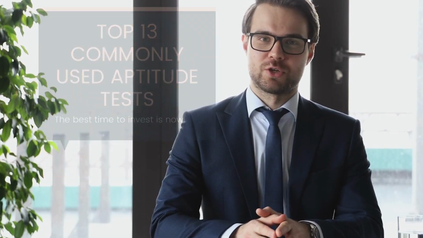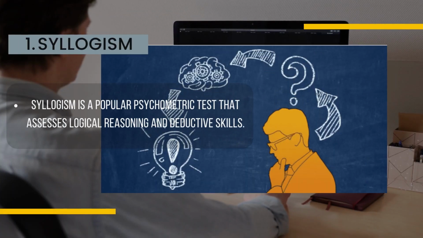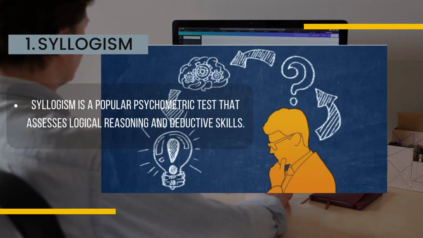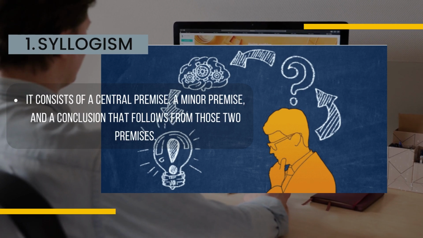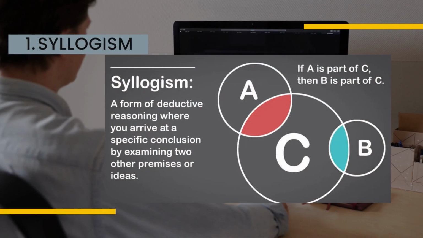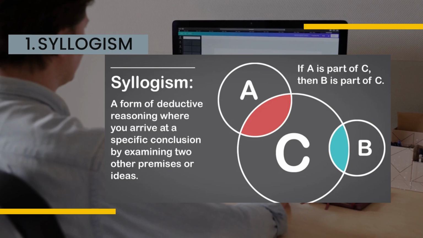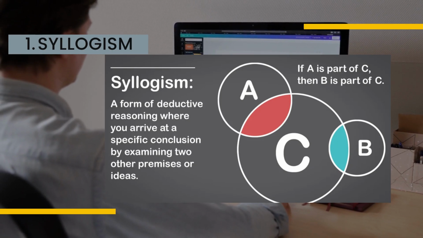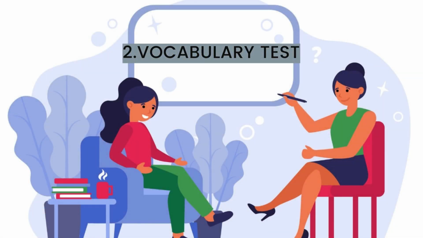1. Syllogism. Syllogism is a popular psychometric test that assesses logical reasoning and deductive skills. It consists of a central premise, a minor premise, and a conclusion that follows from those two premises. The candidate is asked to state whether the given conclusion logically follows from the information in the premises. 2. Vocabulary test. This is a standardized psychometric test that assesses the candidate's vocabulary. It is commonly used in jobs related to communications or education.